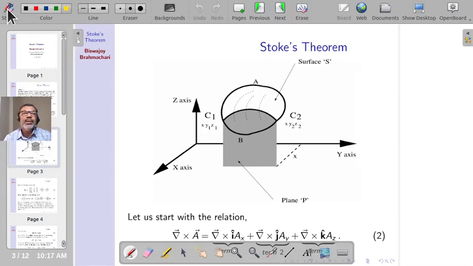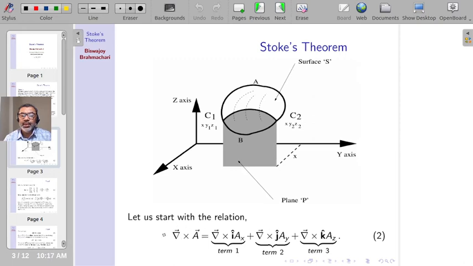On the left hand side we have a curl, that is curl of A, and we divide it into 3 parts: curl of iAx plus curl of jAy plus curl of kAz. This is easy because A can be divided into iAx plus jAy plus kAz. We will work with term 1 and notice the symmetry of the result. Then by noticing the symmetry of the result of the calculation of term 1, we will be able to say what term 2 and term 3 are.